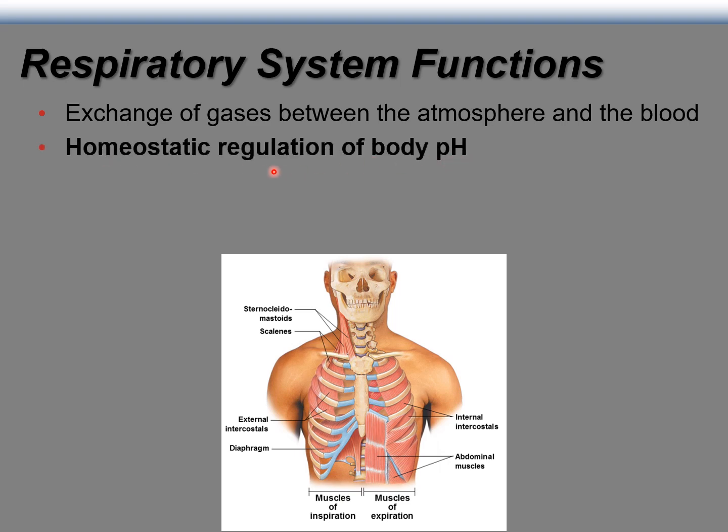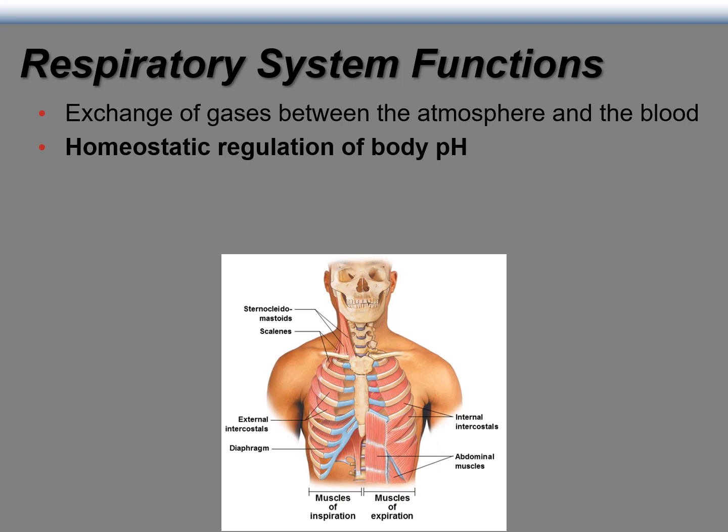Along the lines of carbon dioxide, we think of carbon dioxide solely as waste. It's not. It's very, very important in regulating body pH. Disturbances of breathing patterns and inability to move air not only affects blood oxygenation, but also affects body pH and body carbon dioxide levels, which again are as important to life as oxygen levels. So regulation of body pH.